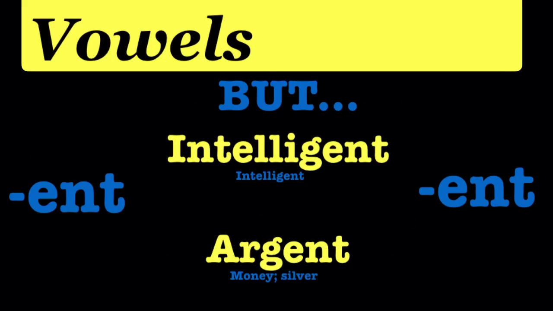Now we just said that ENT at the end of a verb is silent, but when we have ENT at the end of other words that aren't verbs, it's usually pronounced en. So for example, we have here intelligent and argent. Intelligent is an adjective. It's used to describe nouns, and argent is a noun. It's a thing. So neither of these are verbs, and in this case, ENT will be pronounced en.